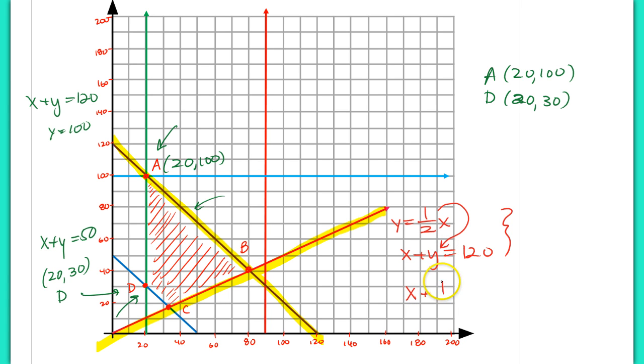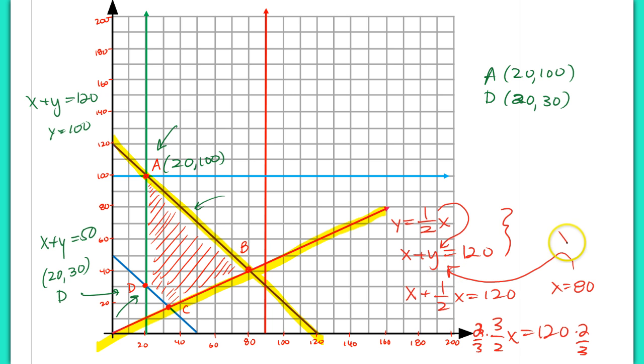So you have x plus half x is equal to 120. So 3/2 x equals 120. Multiply by 2/3, and we get 80. So x is equal to 80. Plug that back in. It doesn't matter, I guess, which one you do, because both are pretty easy, but y is going to equal then 40.